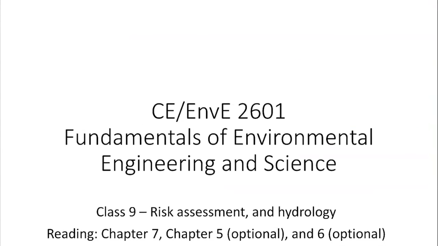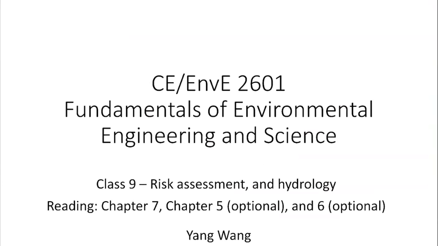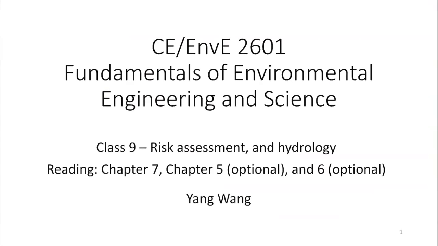All right, so this class, we're going to basically finish the risk assessment and hydrology. Okay, so in terms of the reading assignment, as I said, please read over chapter 7, which is the hydrology part. For the ecosystems and risk assessment, those are mainly about the definitions, so we don't want to focus too much time on that.